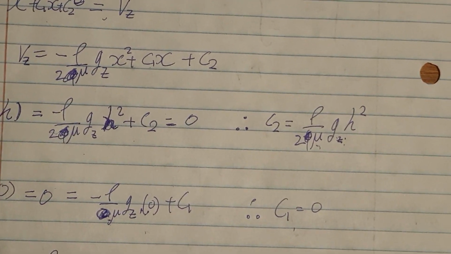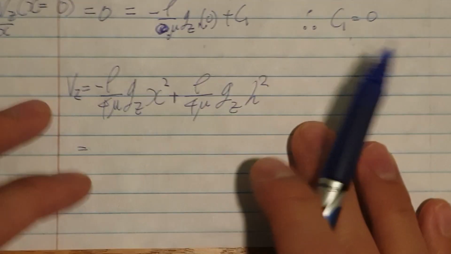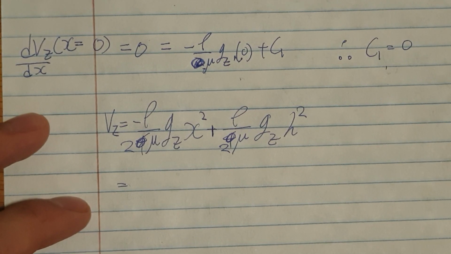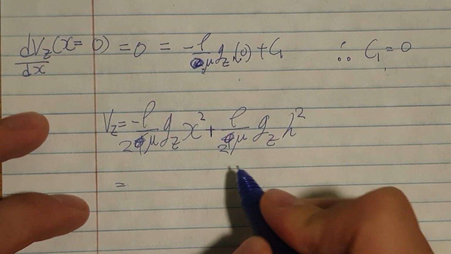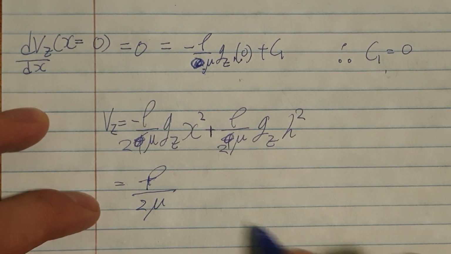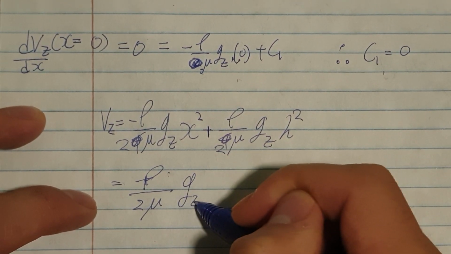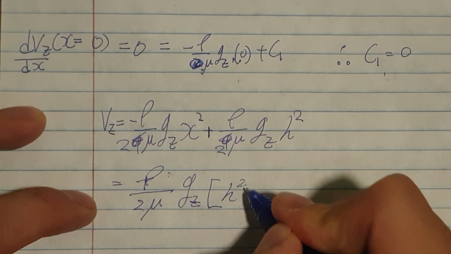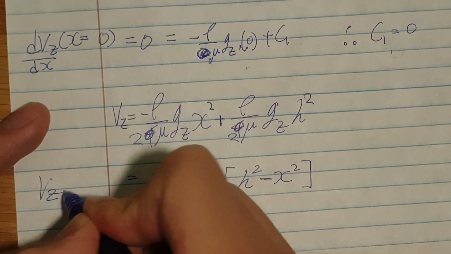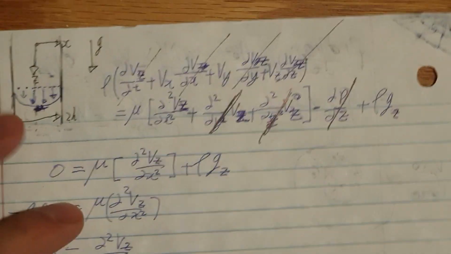And putting this c1 and c2 back into this vz, we'll get something like this. Change it into 2, okay, something like that. And we can further simplify this: density rho over 2 mu, gz, times h squared minus x squared, is equal to vz. And that is our velocity profile of this system.